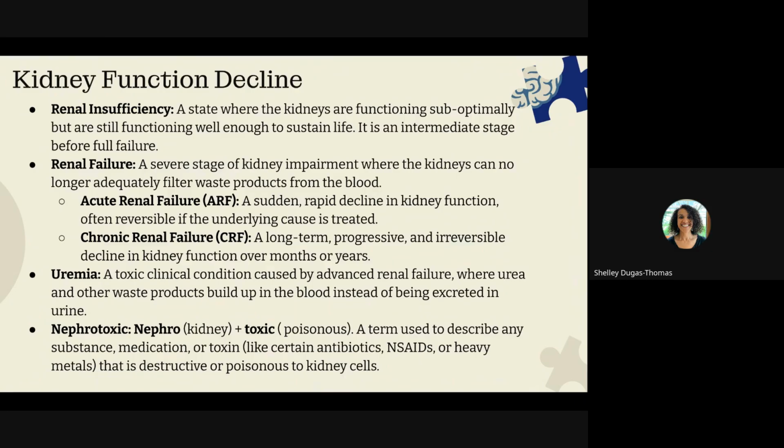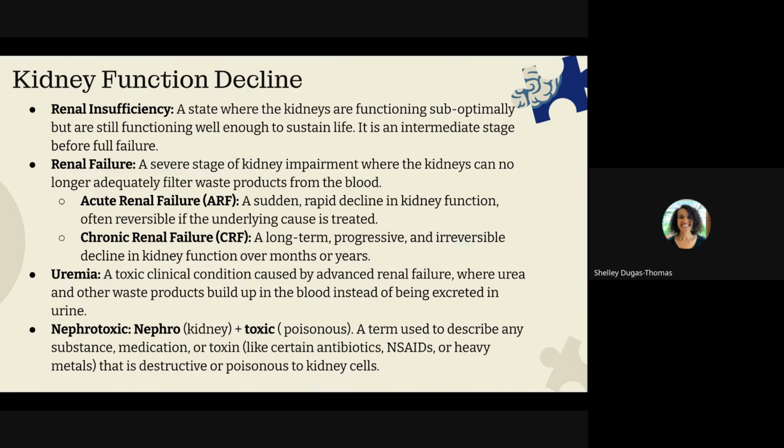It's an intermediate stage before total failure, and it still sustains life. Renal failure is severe impairment. Kidneys can no longer filter waste products from the blood. Acute renal failure, remember acute means sudden. So there's a sudden rapid decline in function, often reversible, however, if the underlying cause is treated. When we look at chronic renal failure, this is a long-term, progressive, and irreversible decline over months and years.